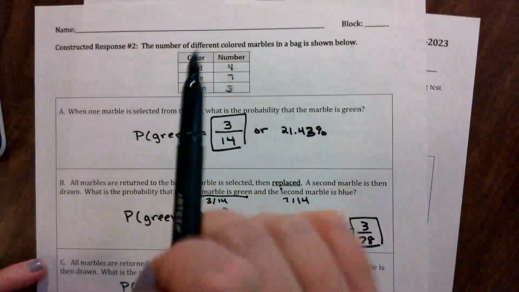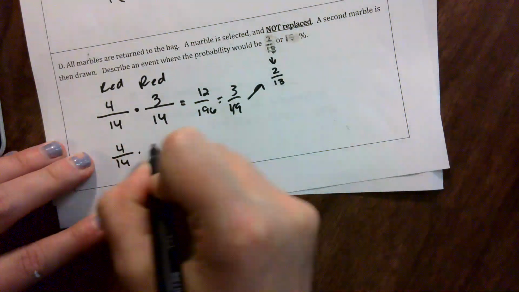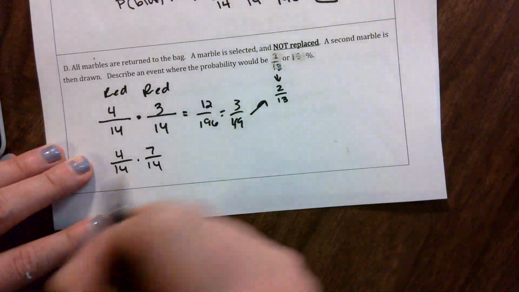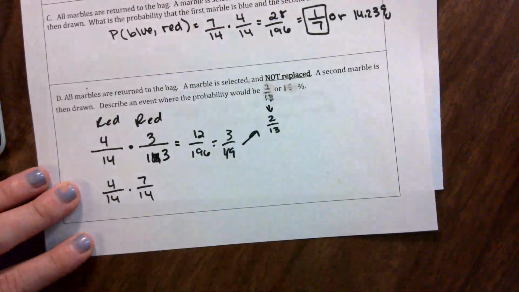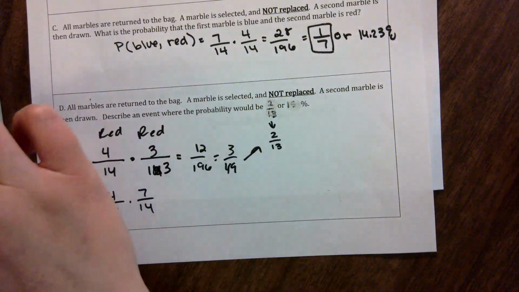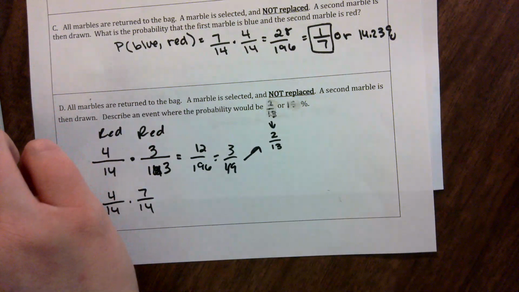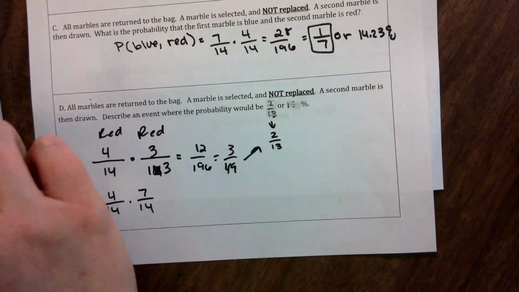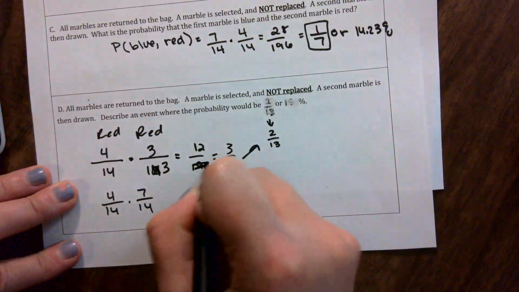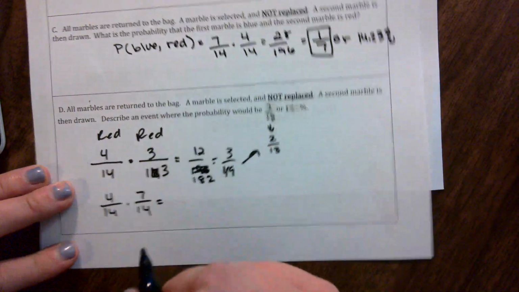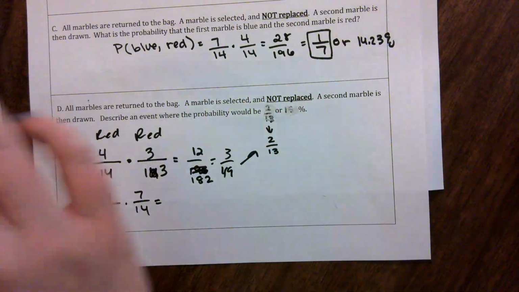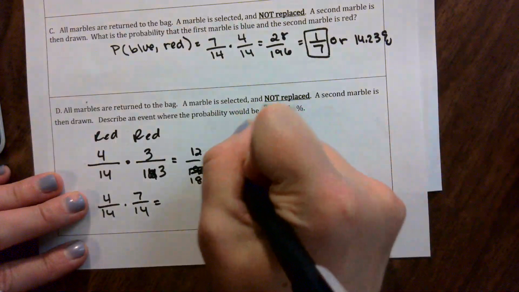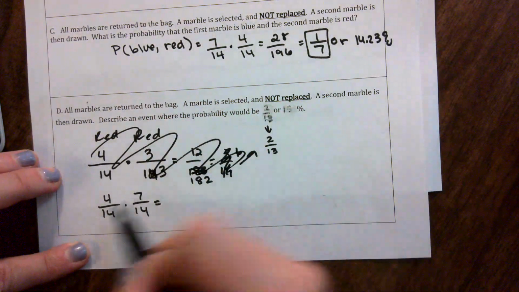Excuse me. What about red and then blue? So 4 and then a 7. So 4 out of 14 and 7 out of 14. Or wait, we replaced it. Oh, no. So maybe that'll make a difference. Let me try it again. 14 times 13. It's going to be 182. So 12 divided by 182. Nope, it's not that either. That'd be 6. Okay, so we know red and red doesn't work.